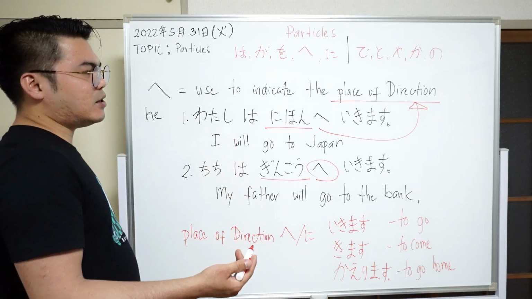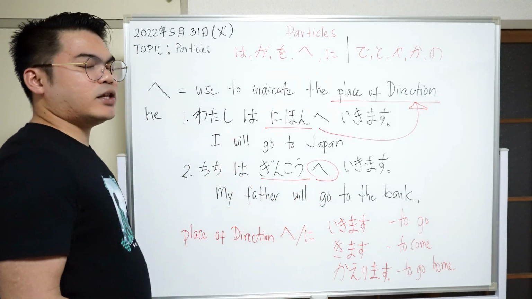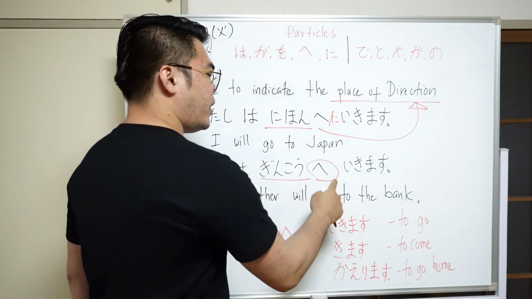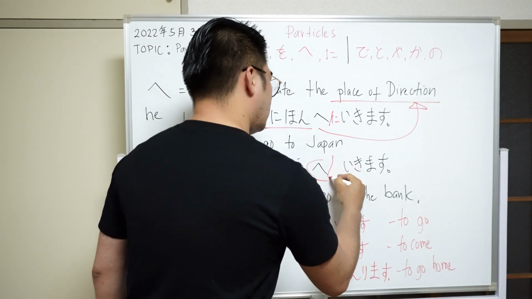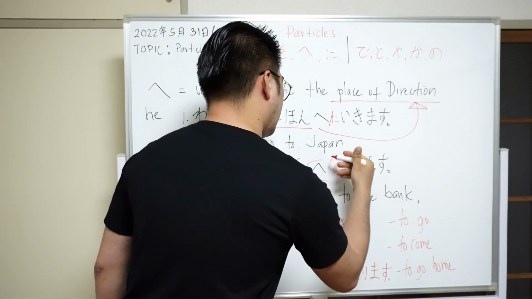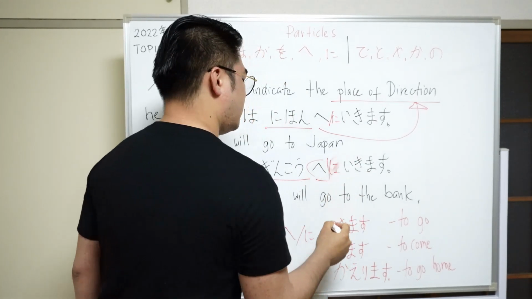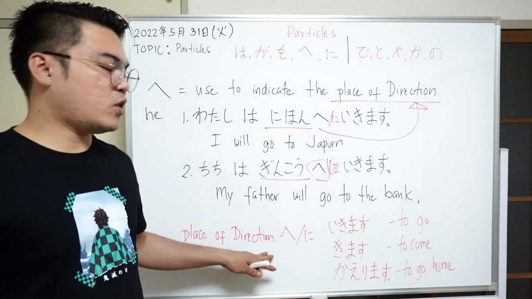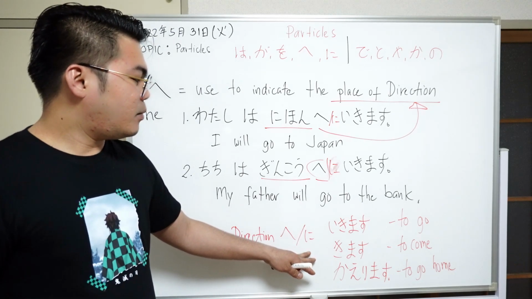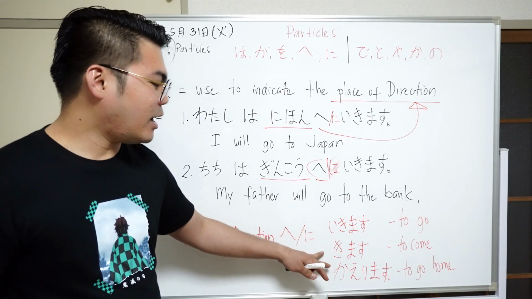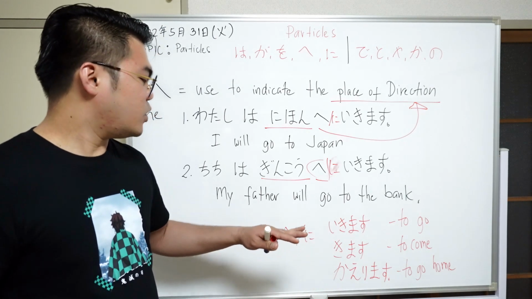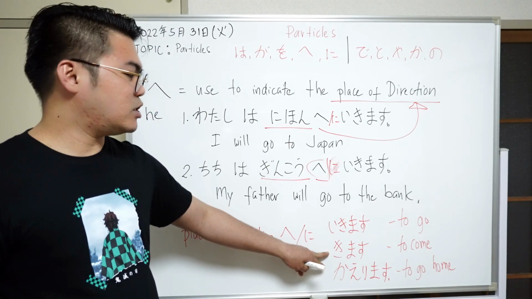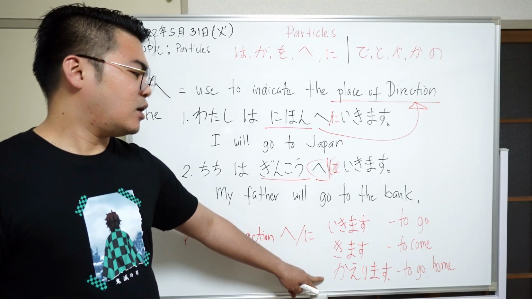But not only particle e, you can also use the particle ni to indicate the place of direction. So you can use the particle ni. Then our pattern here is place of direction, e or ni, plus ikimasu, kimasu, and kaerimasu. You can also use this particle with the verb kimasu, which means to come, or kaerimasu, which means to go home.